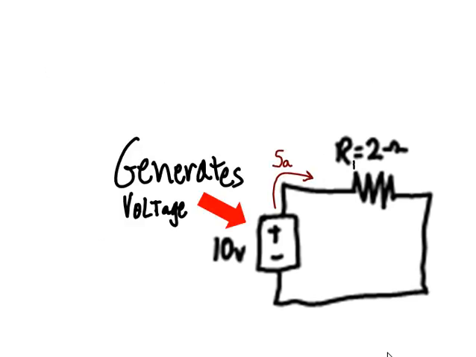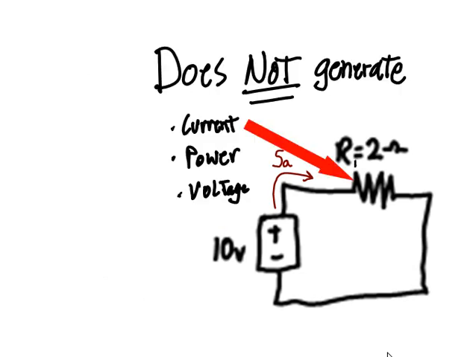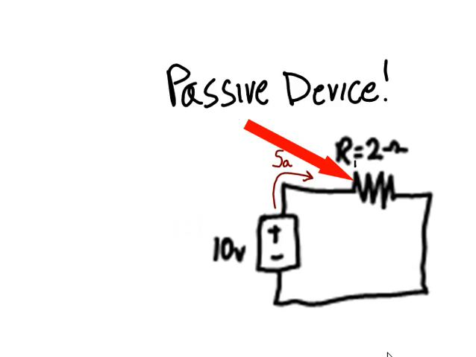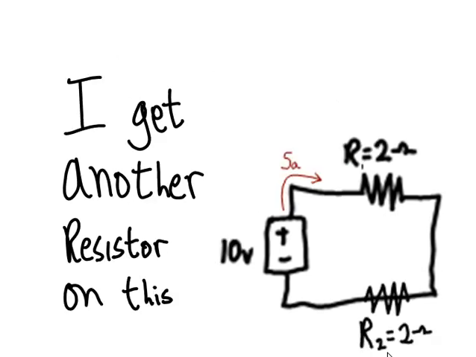The battery generates voltage. It is an active device. The resistor does not generate current, power, or voltage. It is a passive device. It gets a voltage drop. I get another resistor on this.